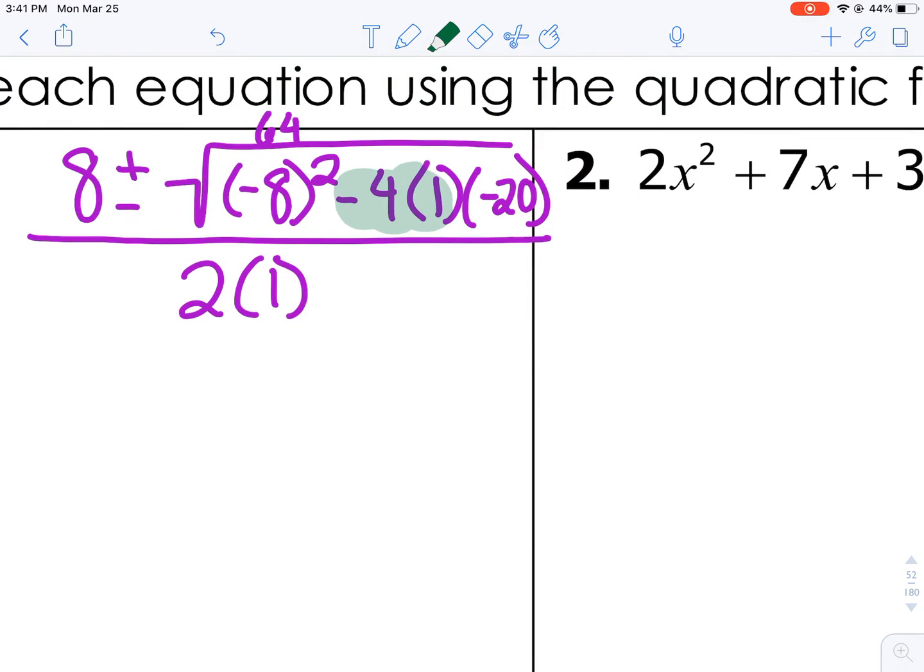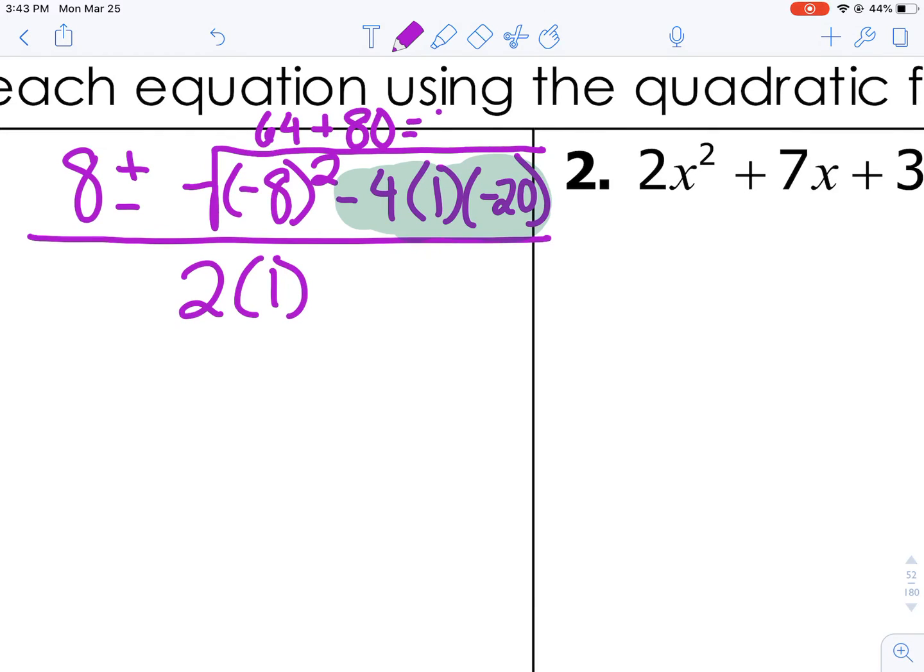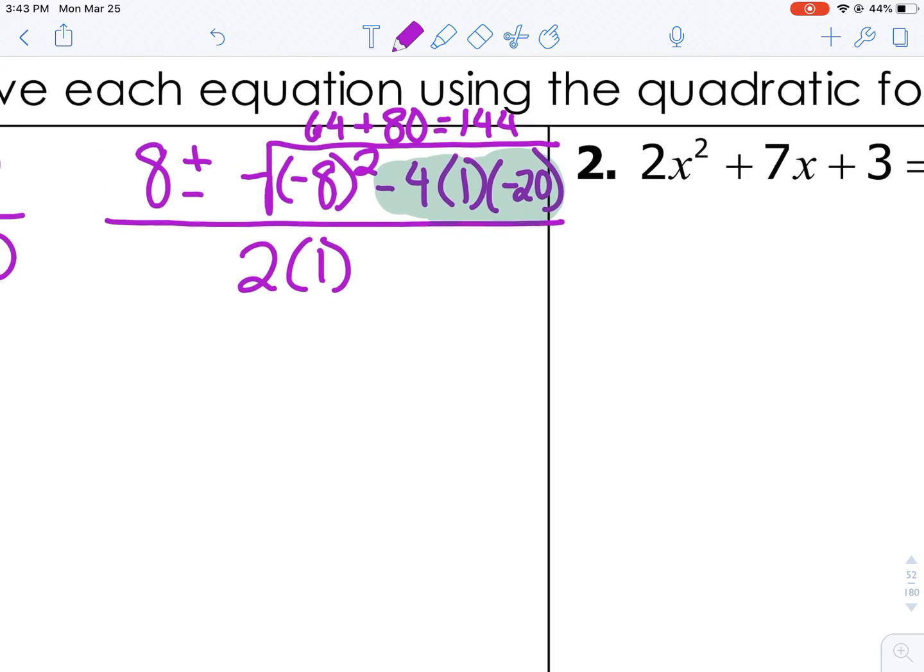Negative 4 times 1 is negative 4. Negative 4 times negative 20 is a positive 20. 64 plus 20 is... No, Miss Miller can't math today. Negative 4 times negative 20 would be a positive 80. 64 plus 80 is 144.